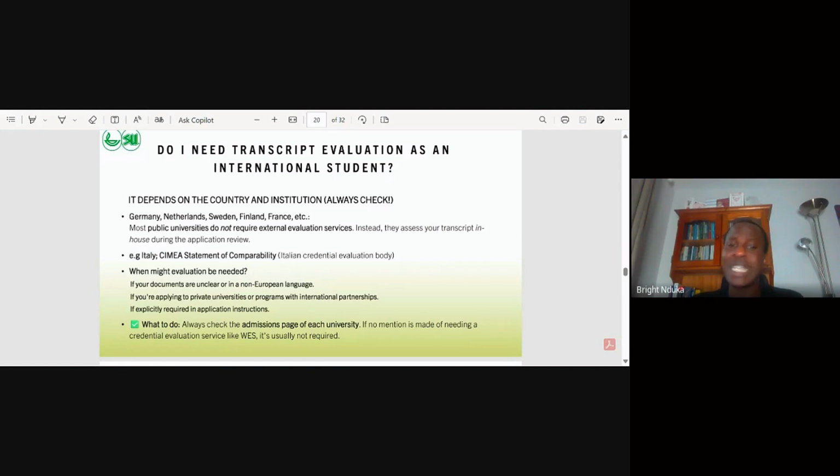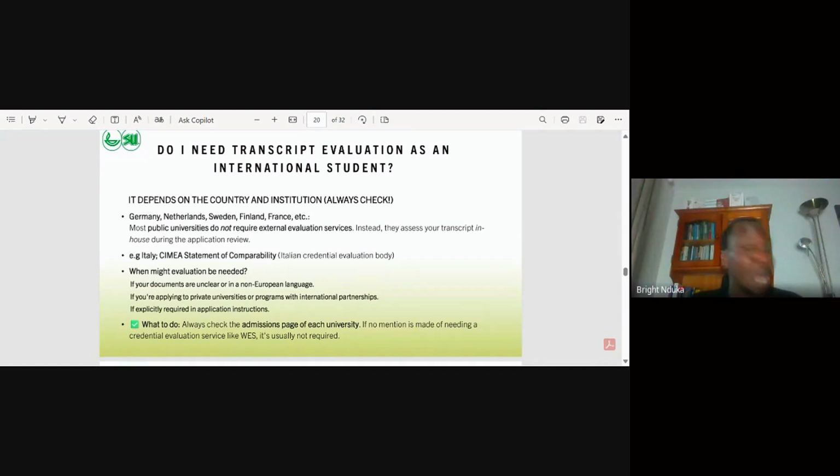So Germany, Netherlands, Sweden, France, Finland: most public universities in these countries do not require external evaluation services. Instead, they assess your transcript in-house during the application review. So when might evaluation be needed? If your documents are unclear or they are in a non-European language, that's when you need evaluation.